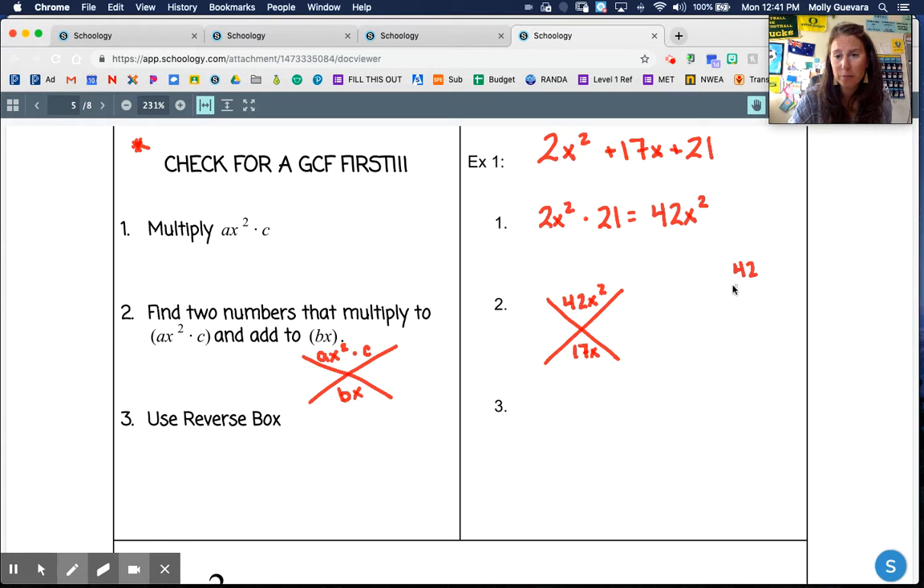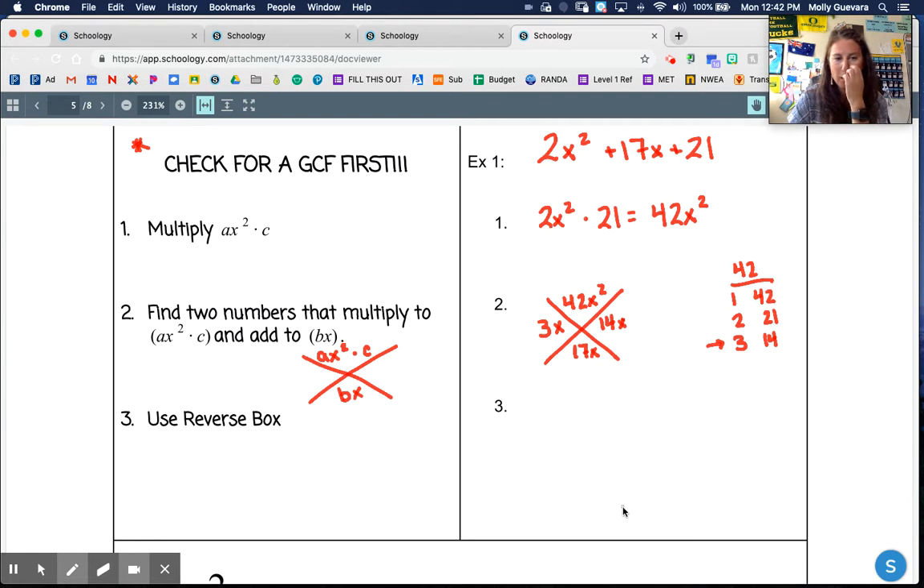And off the top of my head, I don't know, so I'm going to start making a list. I know that I'm multiplying to a positive number, which means that my two numbers either have to both be positive or both be negative. But I'm adding to a positive number. So that tells me that both my numbers have to be positive. So when I say like 1 and 42, I don't have to write -1, -42, because I know that my two numbers have to be positive. So 1 and 42 is not going to add to 17, right? 2 and 21 does not add to 17. 3 and 14, that does add to 17. So those are going to be my two numbers. So I'm going to plug in a 3x and a 14x.